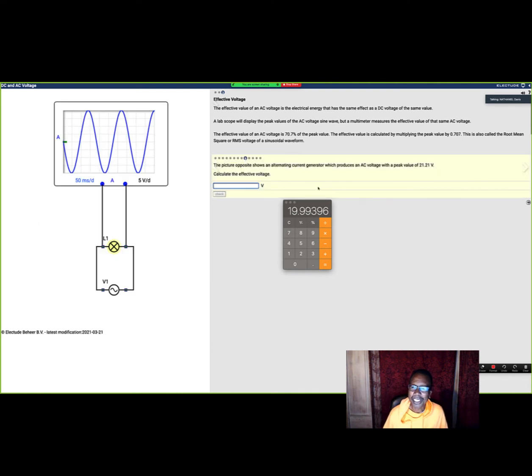Now this one is 21. It just says peak value, right? The picture opposite shows the current generator, which produces AC voltage with a peak value of 21.21. Calculate the effective value now. Now they want the effective value. So now we just multiply 21.21 times 0.707.